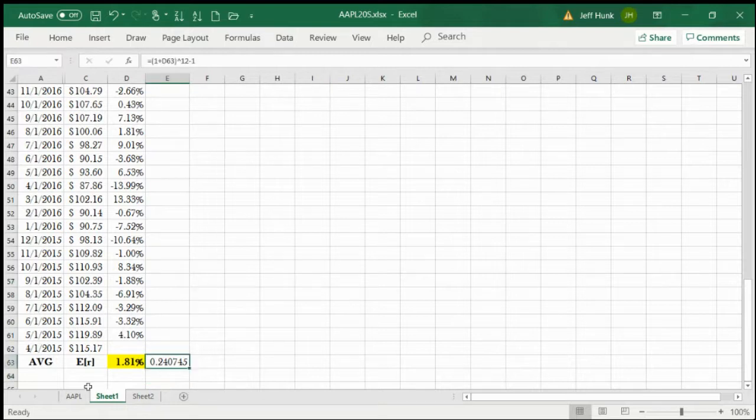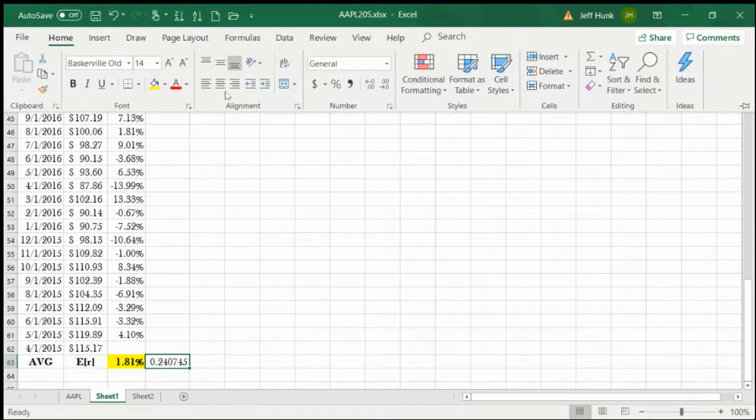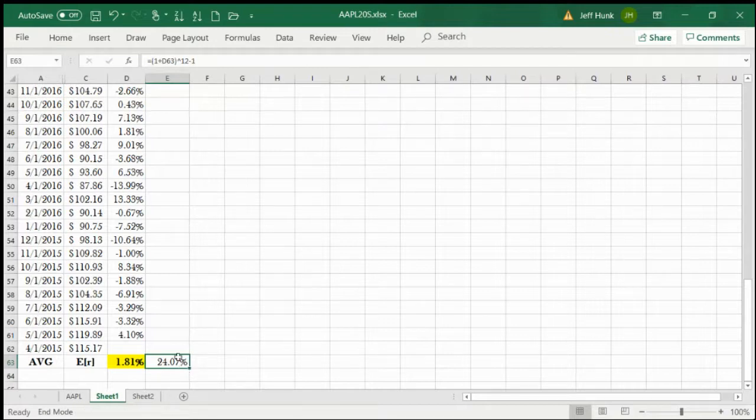Annually, if it grows at 1.81%, annual is going to be, right, 24%. Make sense? Okay. All right. Next thing. Next.